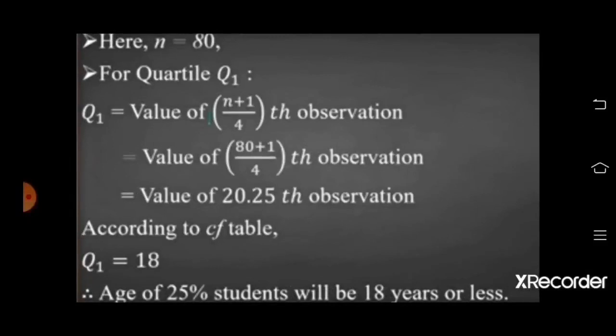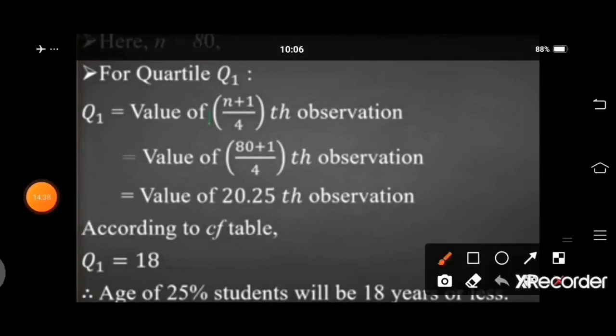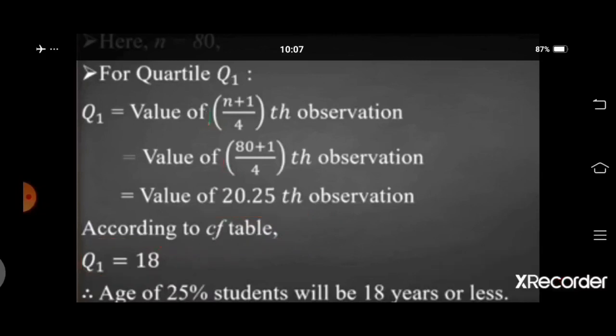Now find quartile here, Q1. Q1 formula we will write down here: (n plus 1) upon 4th observation. We will write down here 80 plus 1 divided by 4, value of 20.25th observation according to the CF table. Our class of that table, quartile 1 equal to 18. Age of 25% students will be 18 years or less.